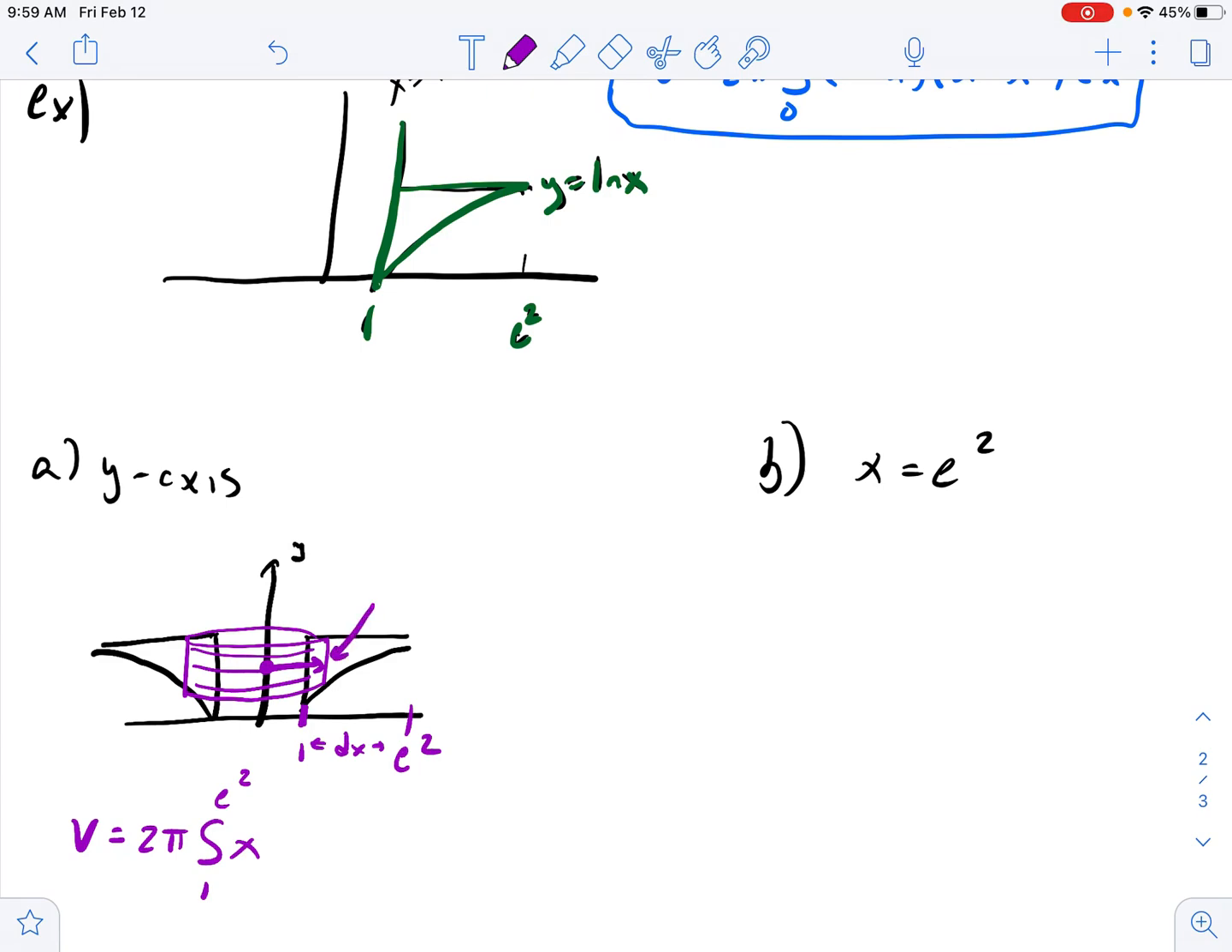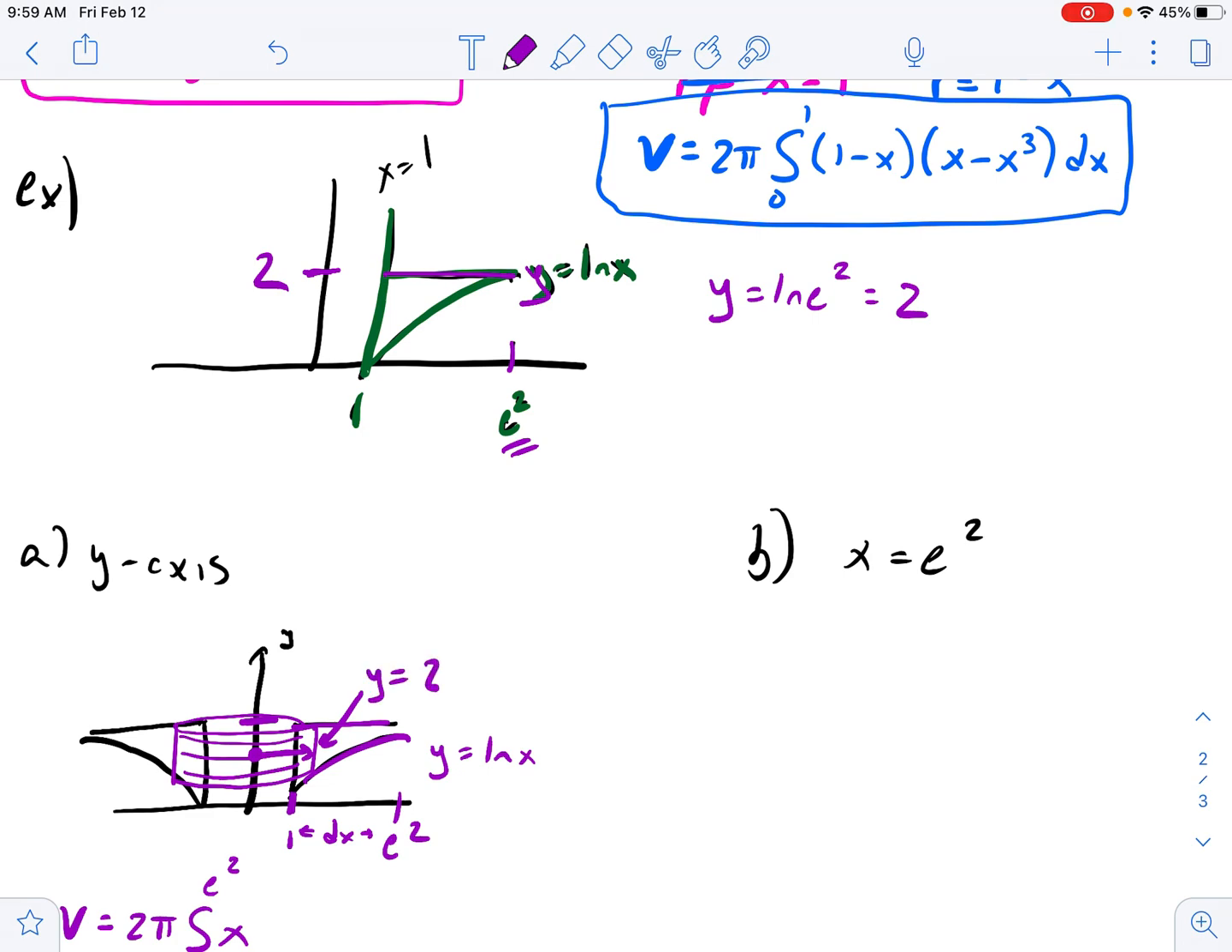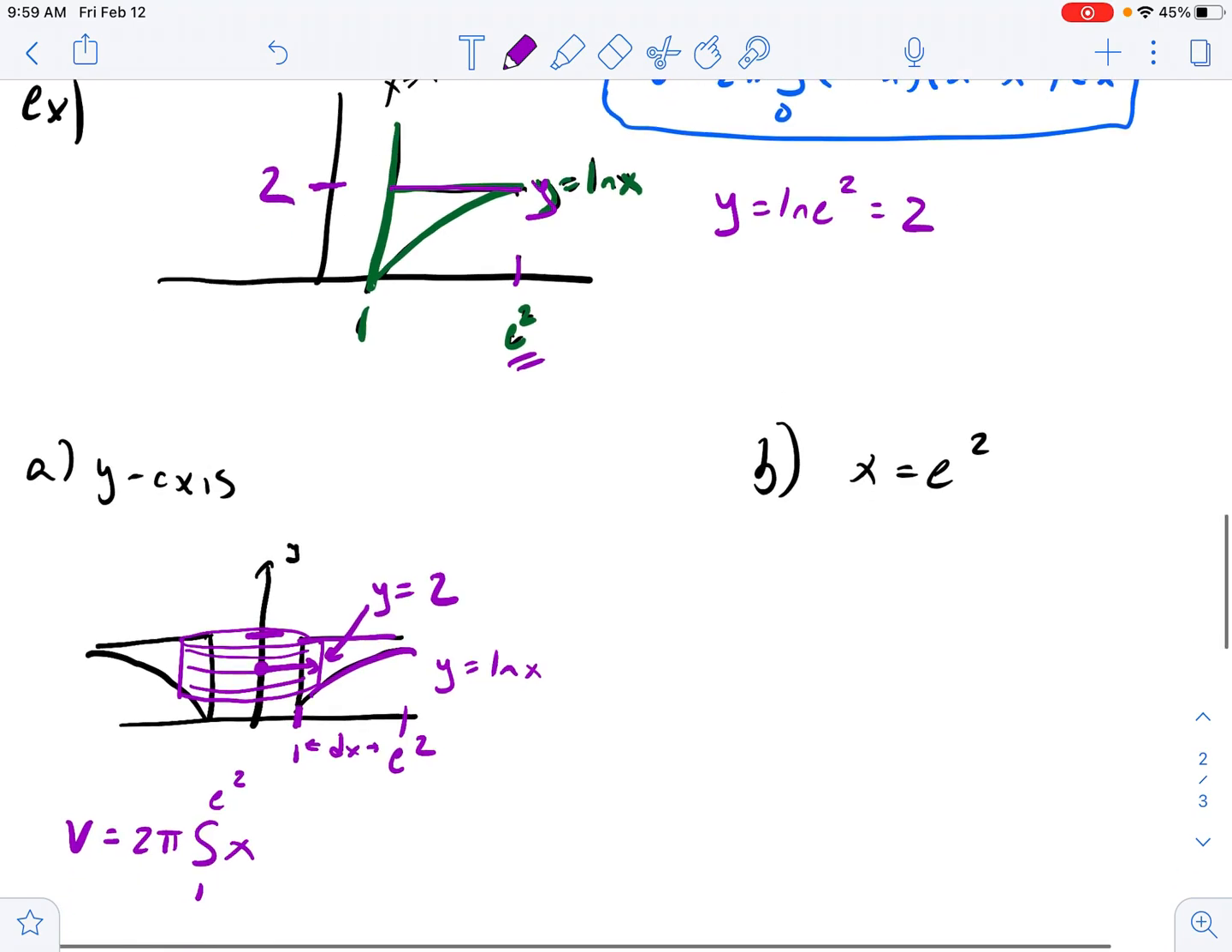And then again, our height is given by the top function minus the bottom. Well, the bottom function was y equals ln of x. What's this top line? I guess we need to get the equation of that horizontal line right here, okay? Well, what's the clue? We're looking for the y value when x is e squared. So y equals ln of e squared, which is, of course, just the number 2. Okay, so that top line is just the line y equals 2 here. Okay, so the height is given by top minus bottom. Our height then is 2 minus ln of x. And there you have an integral that would give you the volume of that region.